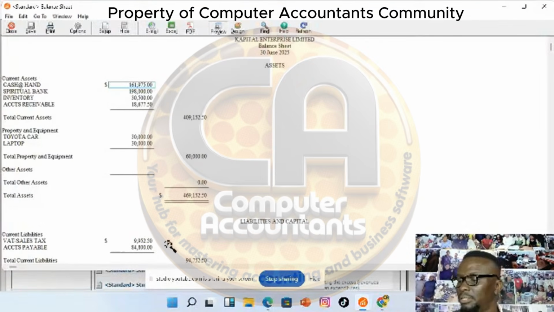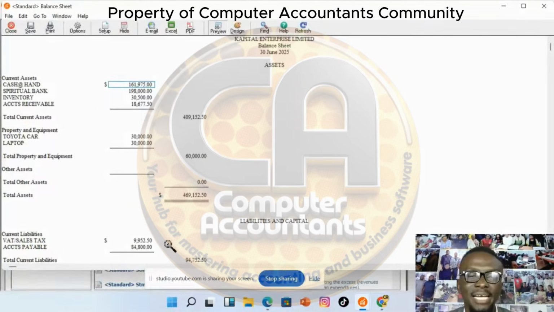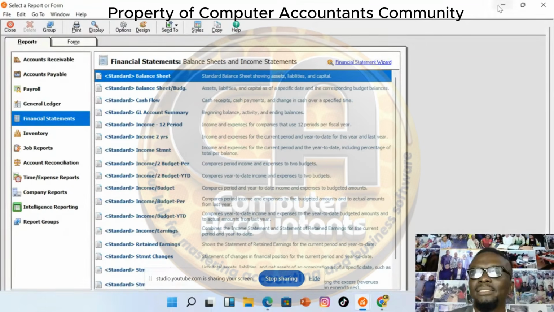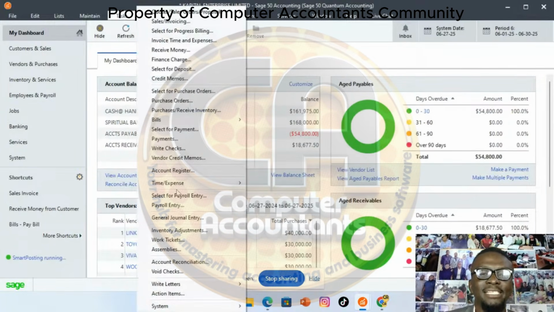9,952.50. So that's what we have collected. Our VAT collected, and our duty is to remit it to the tax authority. So how do you do that? You go back to tax and select payment or write check. More importantly, select write check.